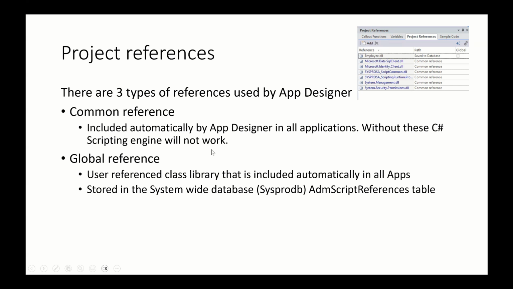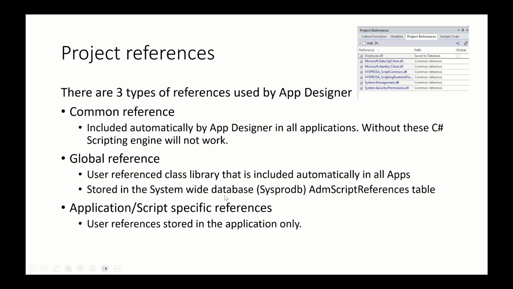With a global reference, though, you can reference a class library, and if you check the global checkbox up here, it will flag it as global. What happens is it makes a copy of the DLL and puts it inside the Syspro DB ADM script references table. Then when the script engine is compiling or running, it will pick up that library from that copy. Now, from an application or a script-specific reference, what actually happens is a DLL is stored inside the TXT file. So whichever way you use, global or specific references, the C# scripting engine is using a copy of the DLL, not the DLL resident on the file system.